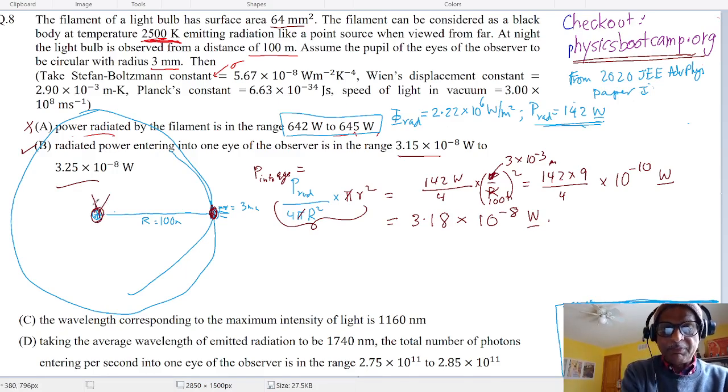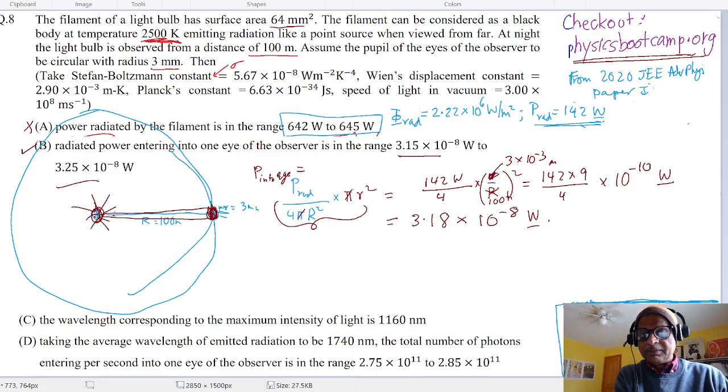This net power is spreading everywhere, and only a small part of that power, if you look at it in this solid angle, is the one that went into the eye. This is the eye here. Okay, so that's a pretty good problem. It actually tests your thinking about how things can happen geometrically. All right, so I'm going to erase this a little bit and then try to address C and D.